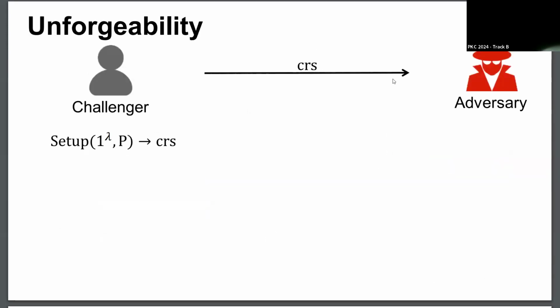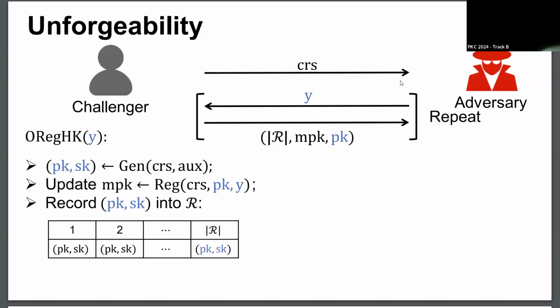Then we define the security of registered ABS. It's called unforgeability. Here, the adversary has access to three kinds of oracle. The first oracle is just for registering secret keys given attributes provided by the adversary. The challenger will generate a public key and secret key and update the current MPK.